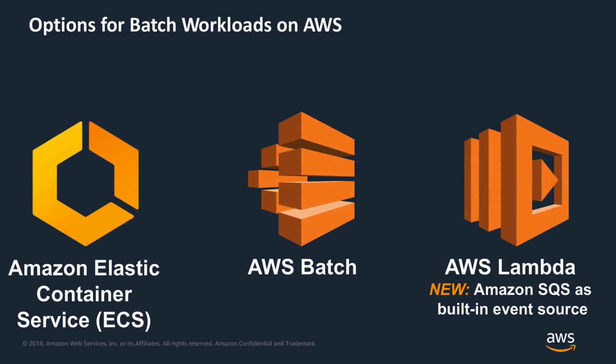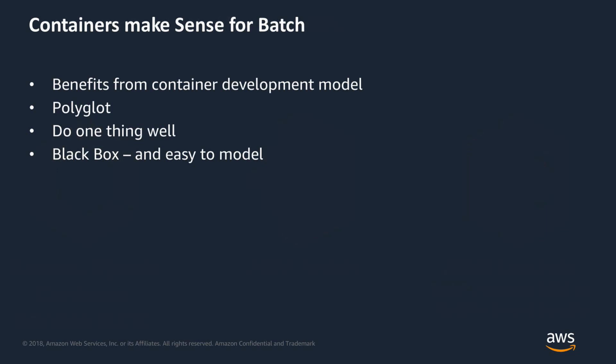So I urge you, if you hear batch, think about AWS Lambda first. And the recently introduced Amazon SQS as a built-in event source feature helps you with that by just putting your jobs as messages into SQS and processing the jobs in Lambda. But this talk is not about Lambda, it's about containers. And containers are actually a great fit to implement your unit of work.